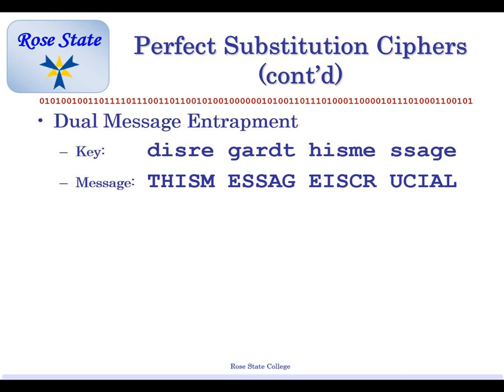Okay. Now here's some other ways. Dual message entrapment. What if the key says disregard this message, but the message was this message is crucial. In other words, you think you're breaking the key to get to the message, when really the key is the message. You know what I mean? So you can kind of mix them up. In other words, you don't know which one's the right answer. Okay? And we'll see more about that in forensics. I have an example in forensics.